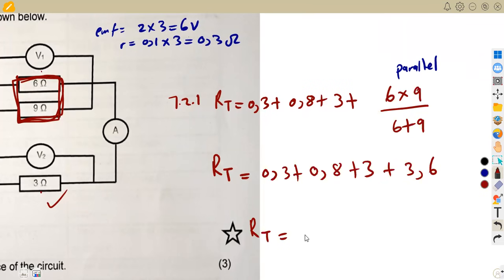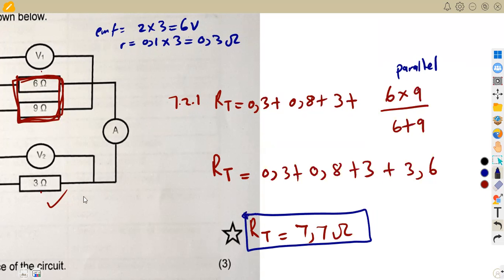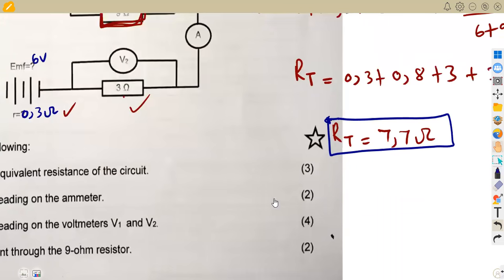Add everything. This is going to be 7.7 ohms. All right. So that was going to be the total resistance of our circuit. All right, then let's check the other part.